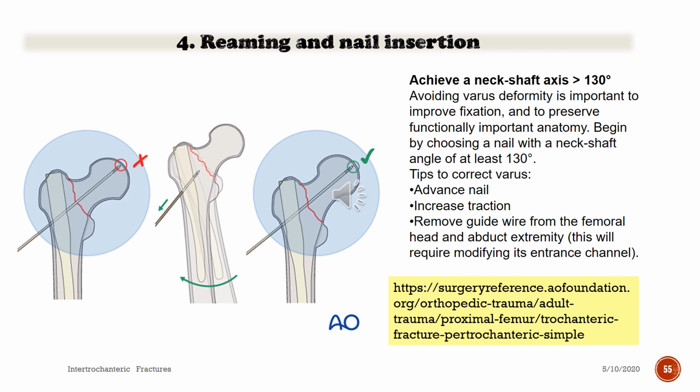Achieve a neck shaft axis of 130 degrees. Avoiding varus deformity is important to improve fixation and to preserve functionally important anatomy. Begin by choosing a nail with neck shaft angle at least 130 degrees. Tips to correct varus: advance the nail, increase traction, remove the guide wire from the femoral head and abduct the extremity. This will require modifying its entrance channel.